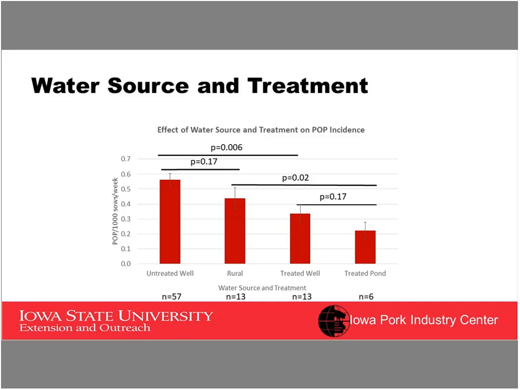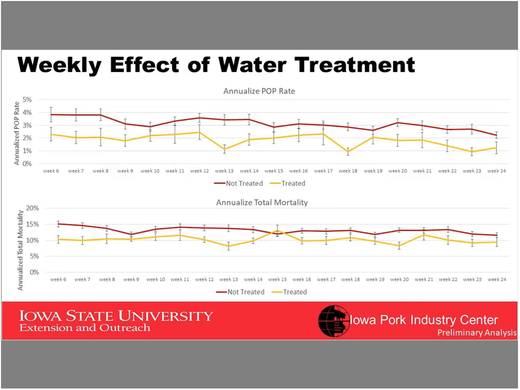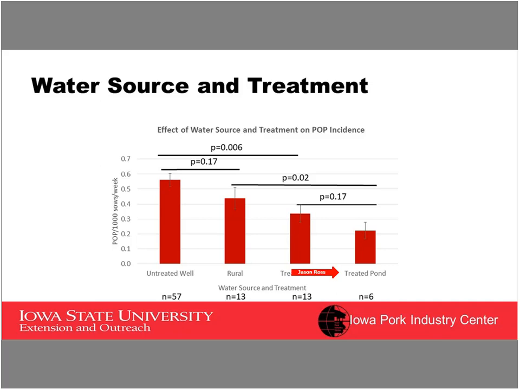One of the things we saw was a consistent effect: folks who were using a water treatment strategy in their sow farms tended to have fewer prolapses. This is using that weekly analysis of pelvic organ prolapse from week 6 to 24, broken down by water source and treatment strategy. We had 57 farms using untreated well water, 13 using rural water, and 13 using treated well water or treated pond water. Of the treatments, it was primarily peroxides, and I think all of them were peroxides and chlorides. We thought that was interesting and decided to break that down.